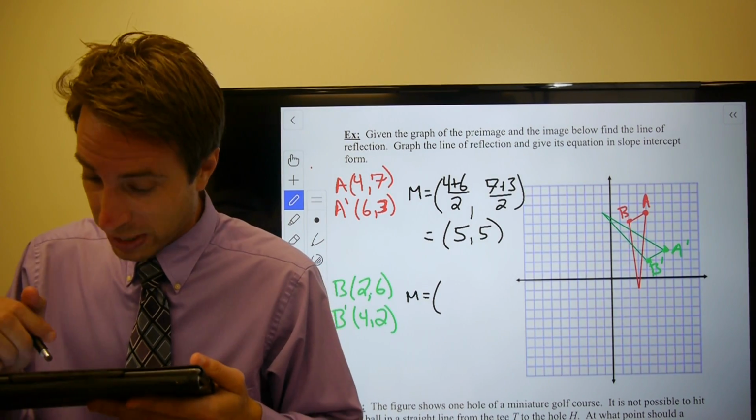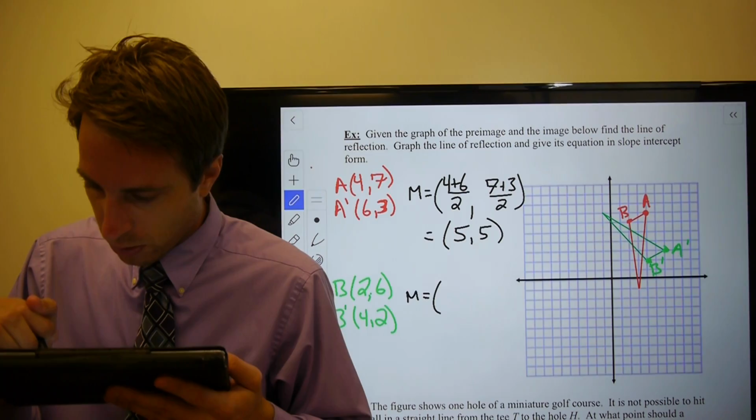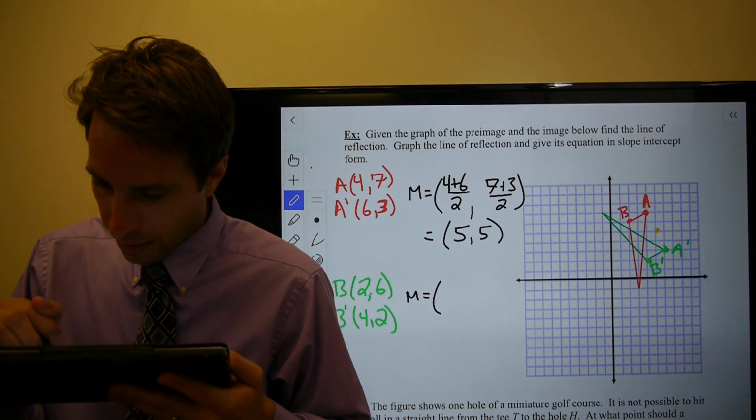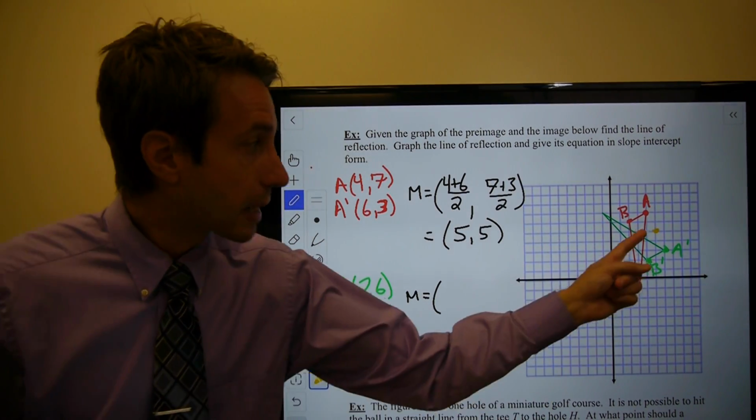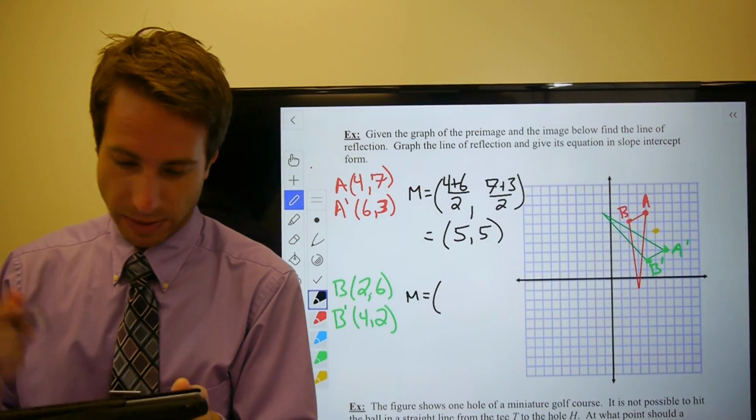Let's just check and see. We should be able to tell right away. 1, 2, 3, 4, 5. Oh, yeah. That looks like a midpoint between A and A prime to me. I'll take that. I buy that. That looks acceptable.